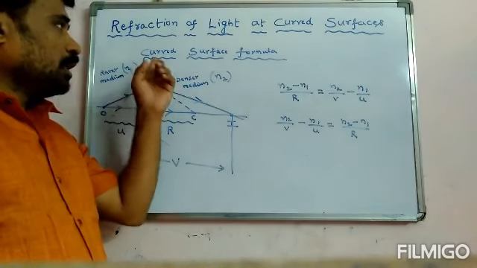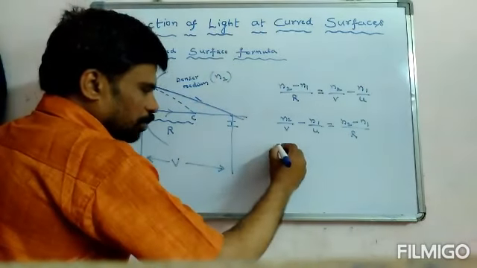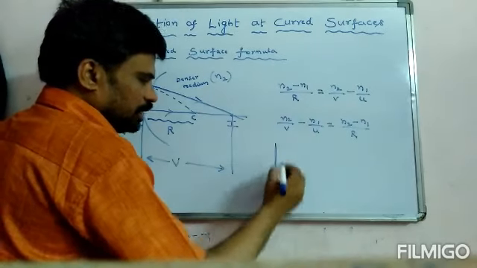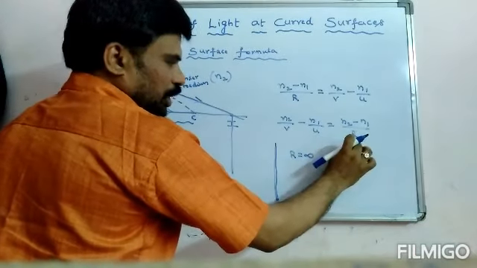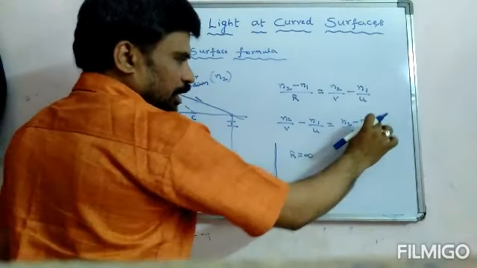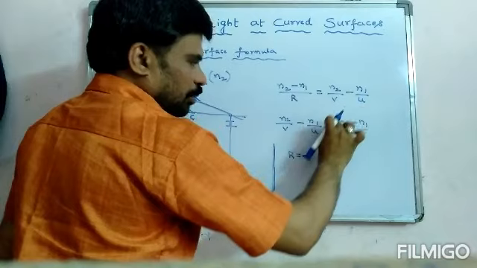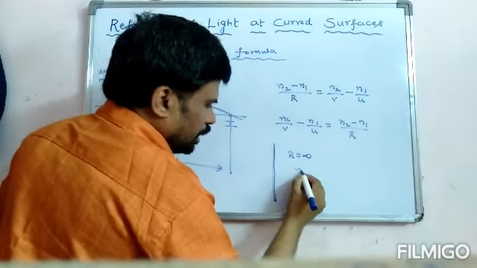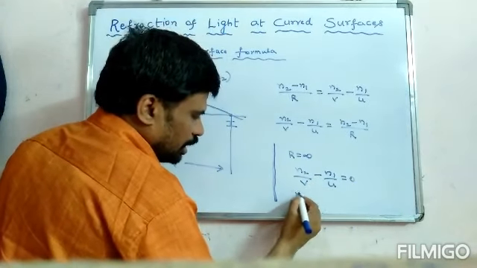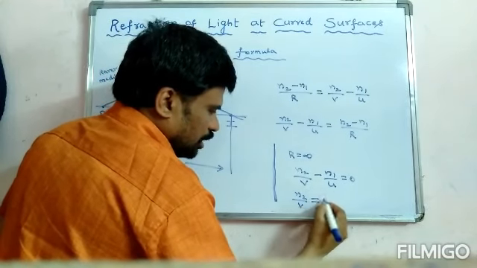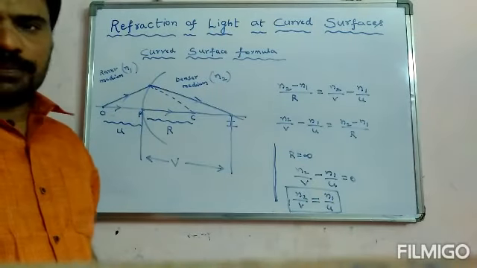Now you may get one doubt. Can we use this curved surface formula for plane surfaces? Yes, we can use it. For plane surfaces, radius of curvature we should take it as infinity. Right? When you keep in place of R infinity, 1 by R, nothing but 1 by infinity becomes 0. Nothing but the right hand part will become 0. Then what you will get? N2 by V minus N1 by U, you will get 0, and you will get N2 by V is equal to N1 by U. This is the formula for plane surfaces.